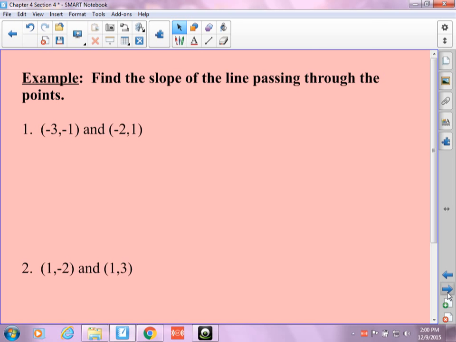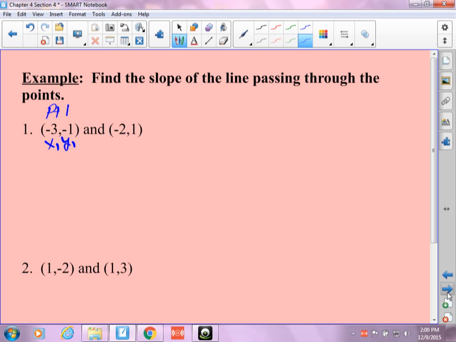So the first thing that we're going to do is take the first point and label it point 1. And I'm also going to label it x1, y1. Every time you do this, you're going to do this to it. Every single time. In your homework, on a quiz, on a test, whatever. It's that important as you're learning this.